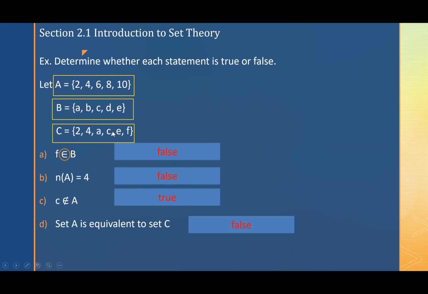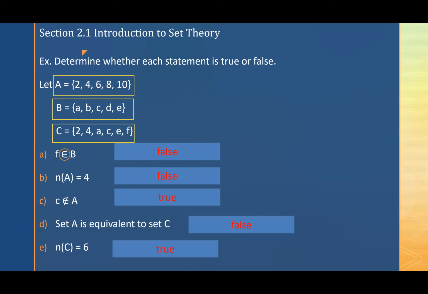A and B, they are equivalent, right? A and B are equivalent, but A and C are not equivalent. So that's the idea, and that's where the frustration comes in. As you can see, you just count the number of elements in C, which is 6.